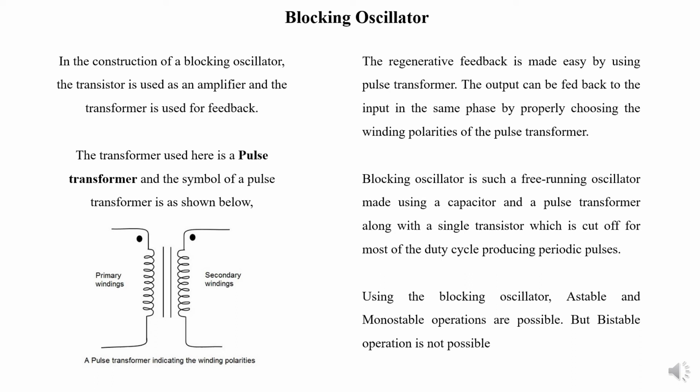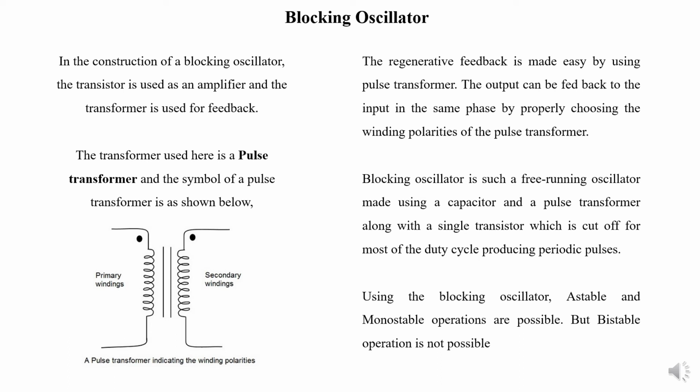The regenerative feedback is made from the pulse transformer, and the output can be fed back to the input in the same phase by properly choosing the winding polarity as mentioned earlier. So the polarity has a significant role in giving us the regenerative feedback. A blocking oscillator is a free running oscillator made using a capacitor and a pulse transformer along with a single transistor. As mentioned, the transistor helps us in amplifying the signal.